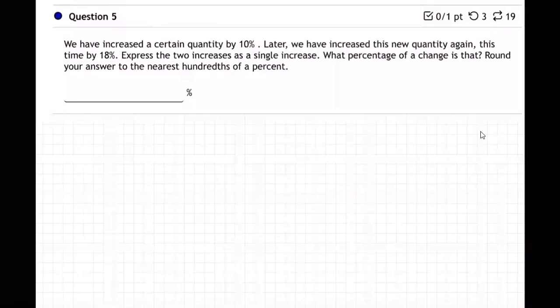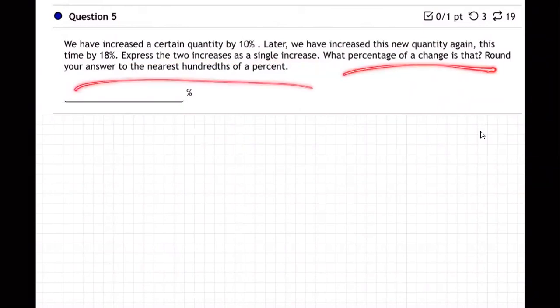Okay, let's take a look. So we have increased a certain quantity by 10%. Later, we have increased this new quantity again, this time by 18%. Express the two increases as a single increase. What percentage of a change is that? Round your answer to the nearest 100.